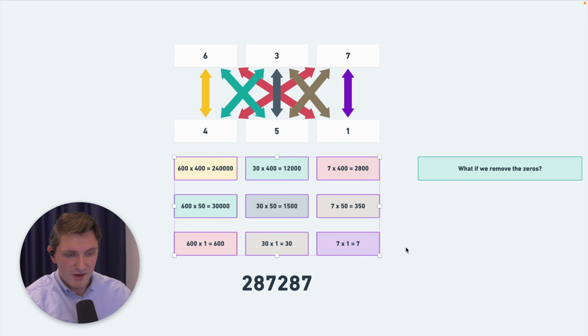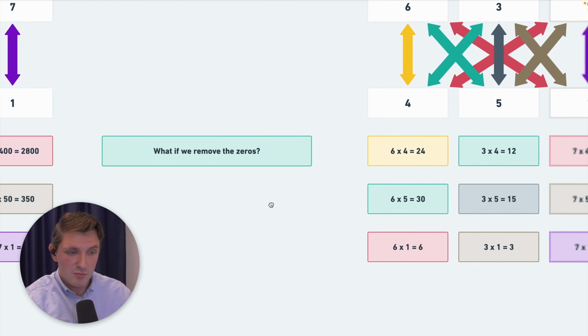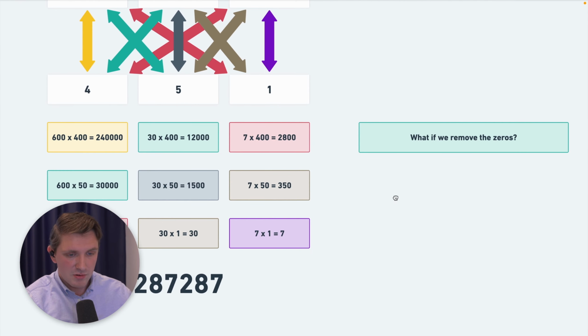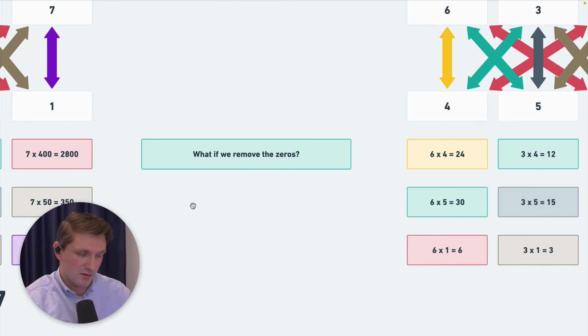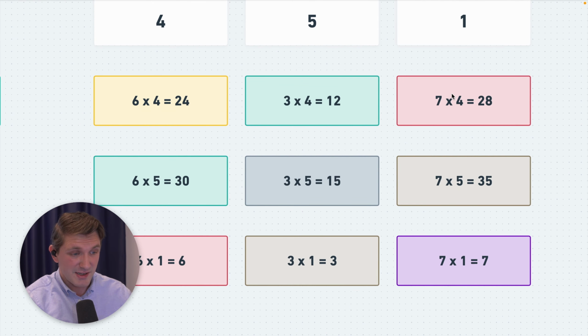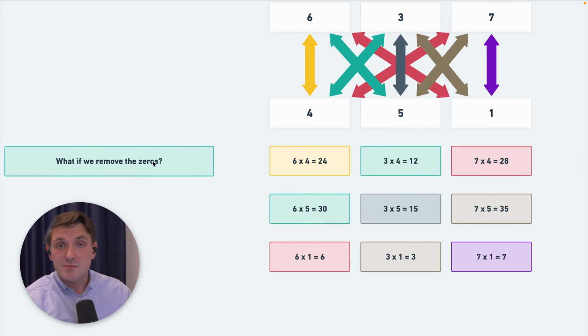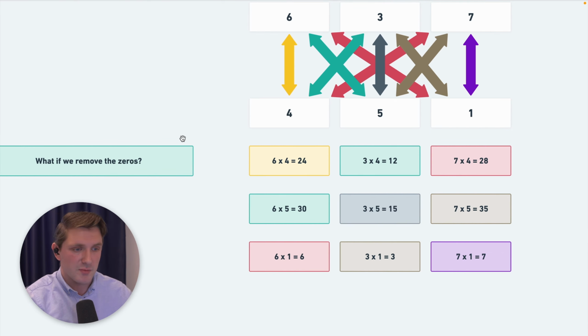However, remembering this is the tricky part, right? So one way to simplify this is, what if we remove the zeros? Here we have a lot of zeros and stuff, and it's quite complicated. But what if we remove the zeros? Suddenly, the multiplication becomes very, very easy. 6 times 4 is 24. 3 times 4 is 12. 7 times 4 is 28. It becomes relatively easy. So one thing we can see is that the zeros make it harder, and that's why you need to do a lot of repetition.